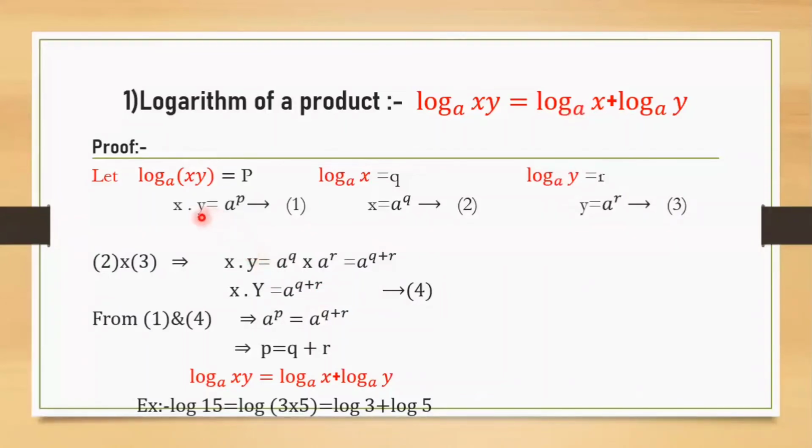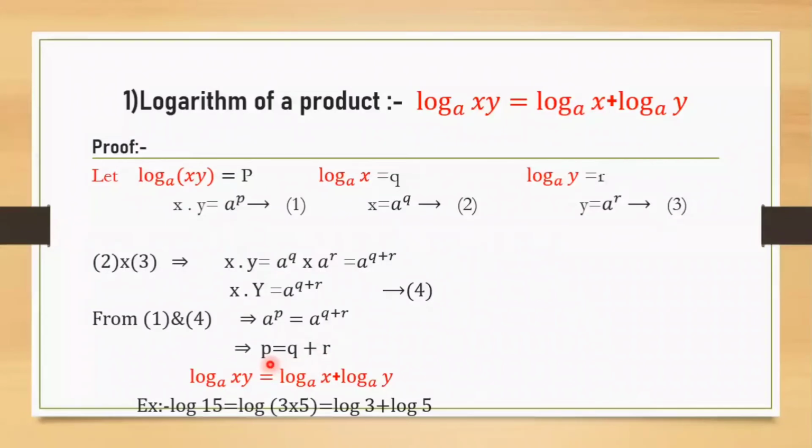After substituting that value of x into y is a to the power of p in the fourth equation, a to the power of p is equal to a to the power of q plus r. Here, the bases are equal. The powers will be equal here. The p equal to q plus r.